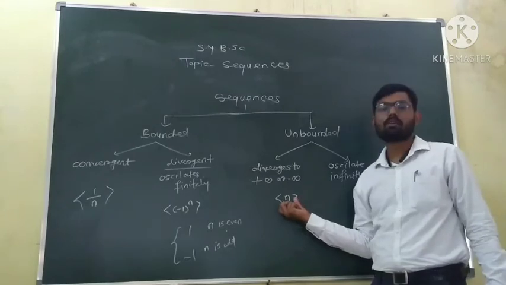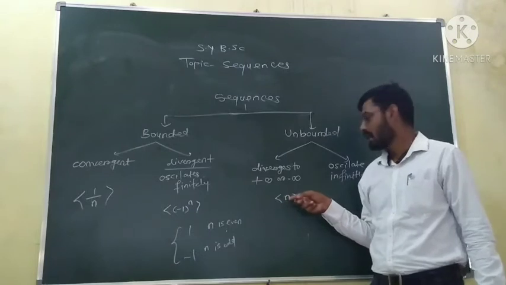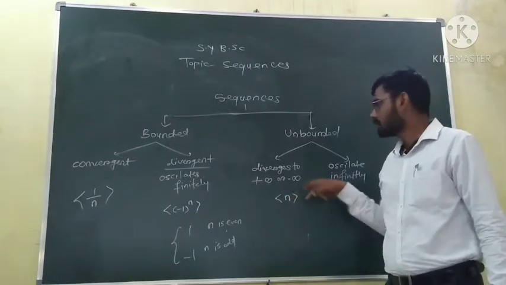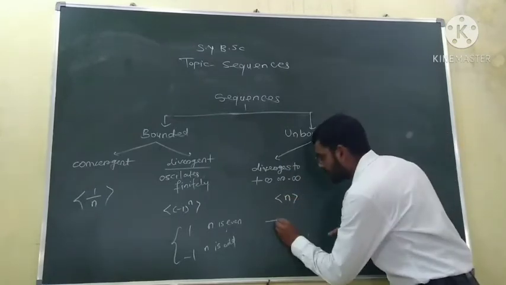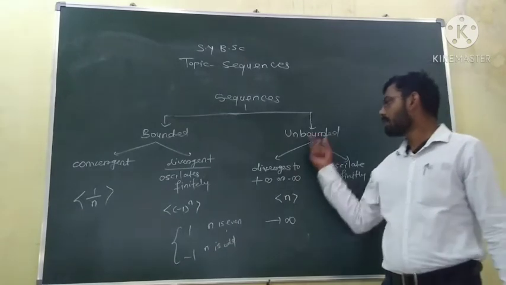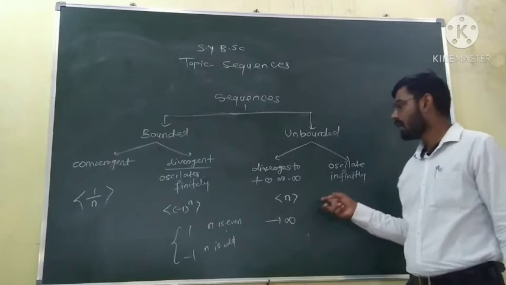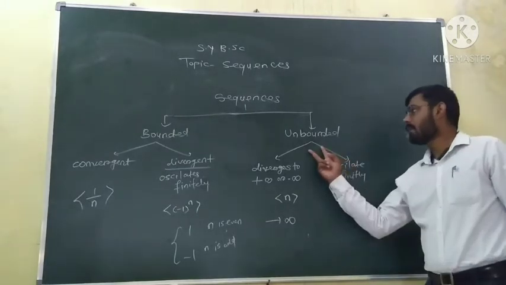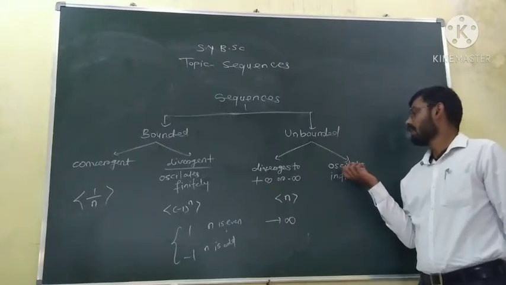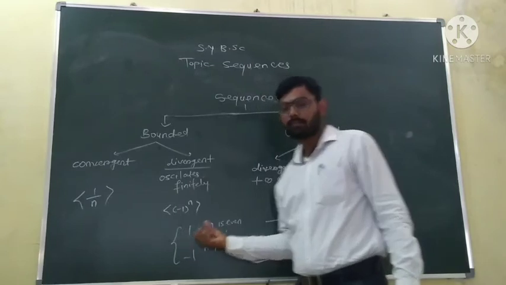Now this sequence is unbounded, and if we take the limit of the nth term as n tends to infinity, the nth term also tends to plus infinity. So this sequence is divergent to infinity. This is one type of divergent sequence, which tends to infinity. Now the second type of unbounded sequence is also divergent, but it oscillates infinitely. Earlier, the sequence was oscillating finitely.